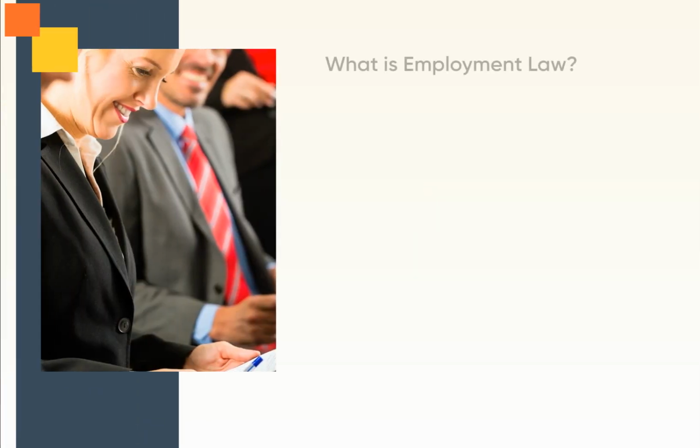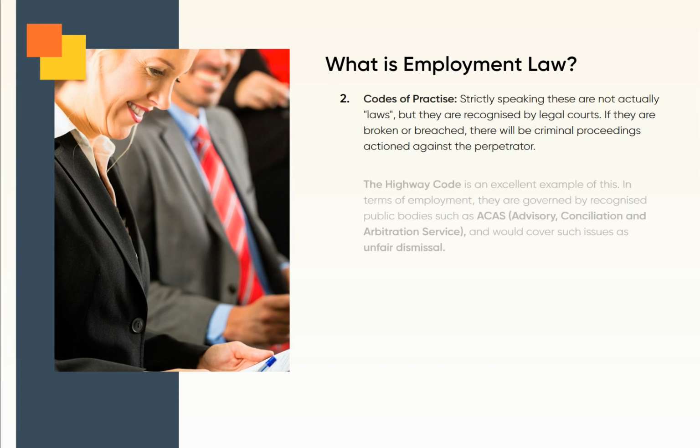Number 2. Codes of practice. Strictly speaking, these are not actually laws, but they are recognised by legal courts. If they are broken or breached, there will be criminal proceedings actioned against the perpetrator. The Highway Code is an excellent example of this. In terms of employment, they are governed by recognised public bodies such as ACAS, Advisory, Conciliation and Arbitration Service, and would cover such issues as unfair dismissal.